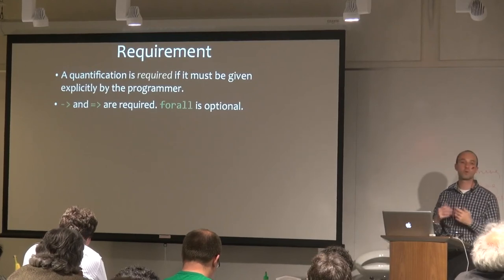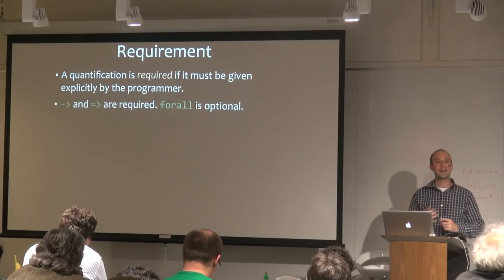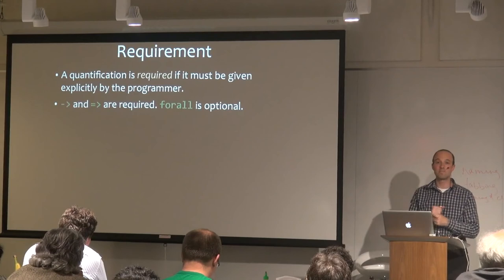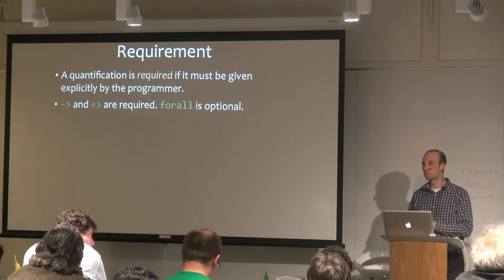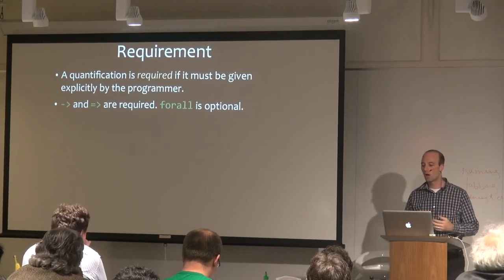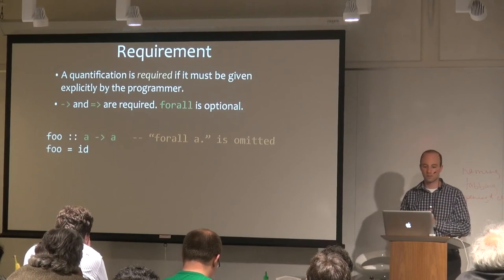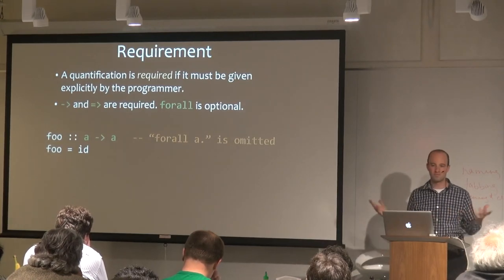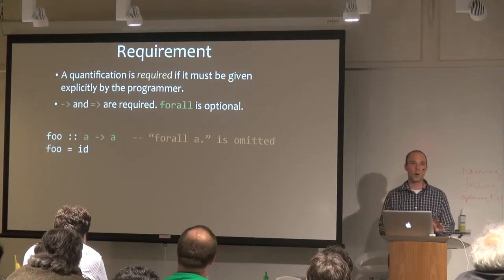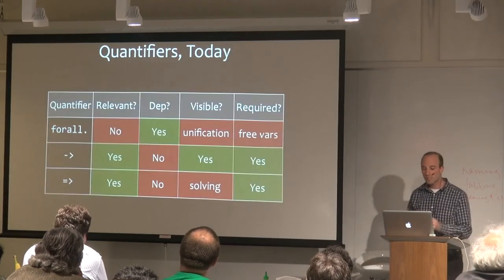And then the last is requirement. If we want an arrow-bound identifier, we need to actually mention that in the type. We don't need to write the word forall in a type, that's just inferred. So that's all about requirement. Let's sum all of this up.